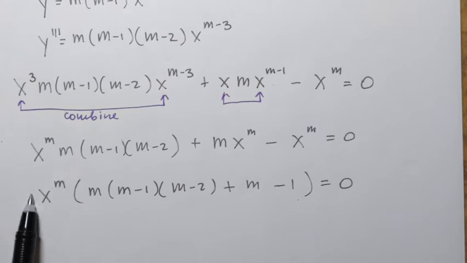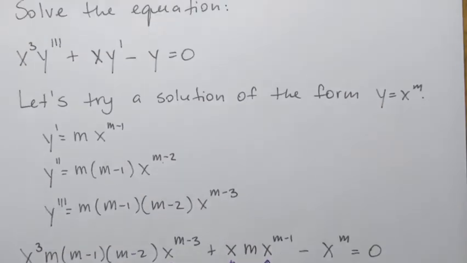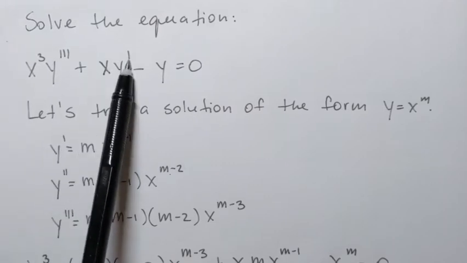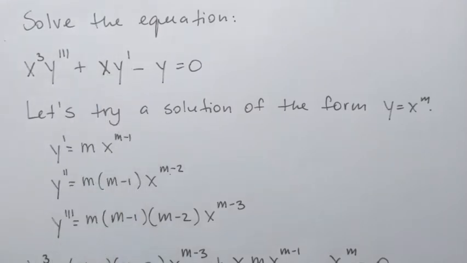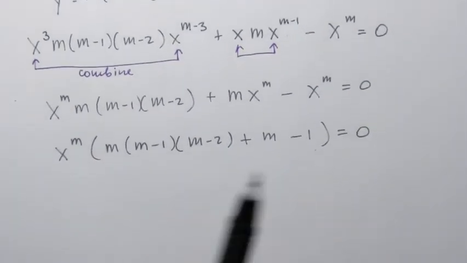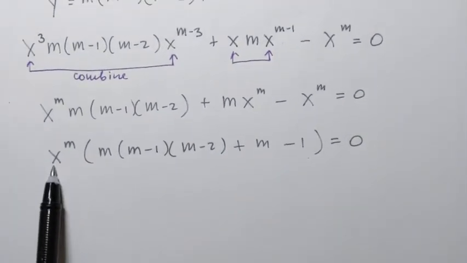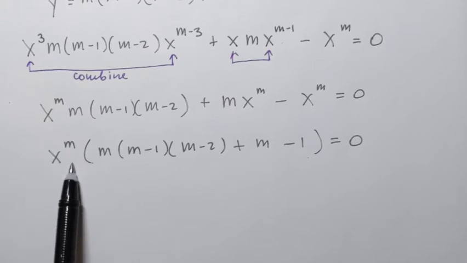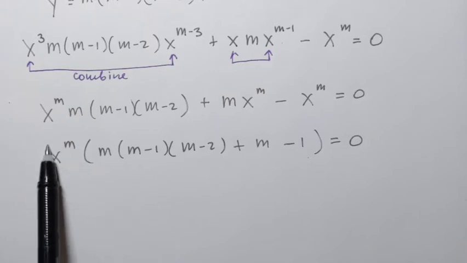Now, talking about this first factor, I know that x itself cannot be equal to 0, right? x cannot be equal to 0, because if it is 0, then my differential equation disappears. Those two terms disappear and I no longer have a differential equation. So x is never 0, and since x is never 0, it means that this first factor cannot ever be equal to 0. No matter what power m I use, this is never 0.